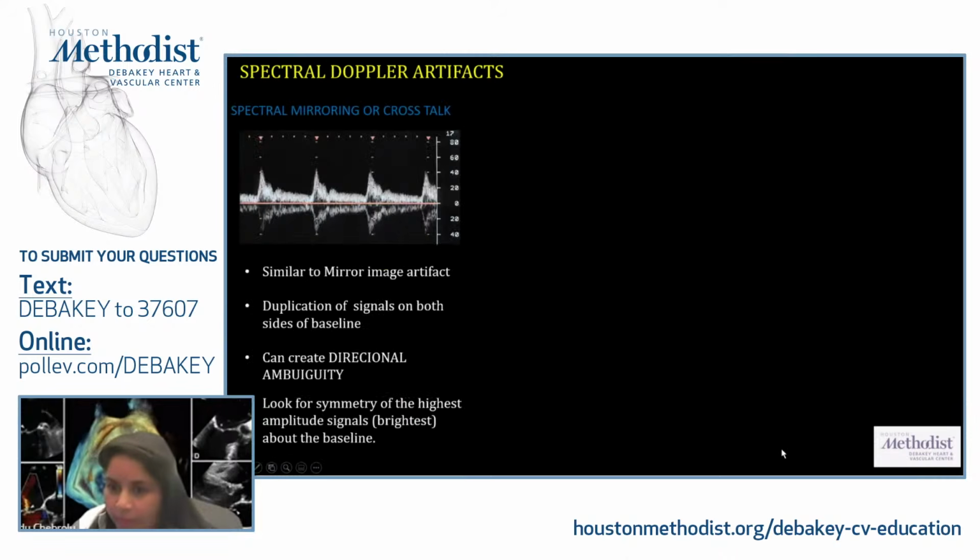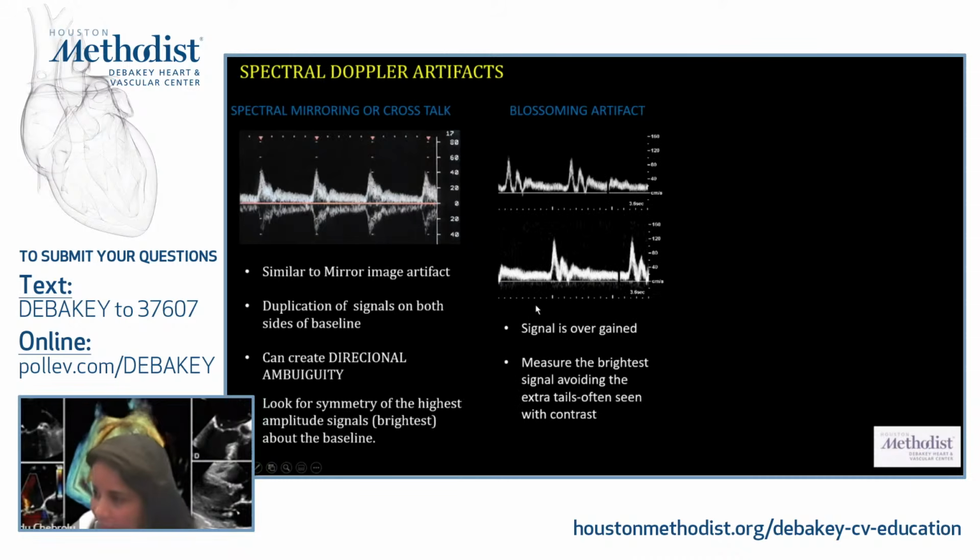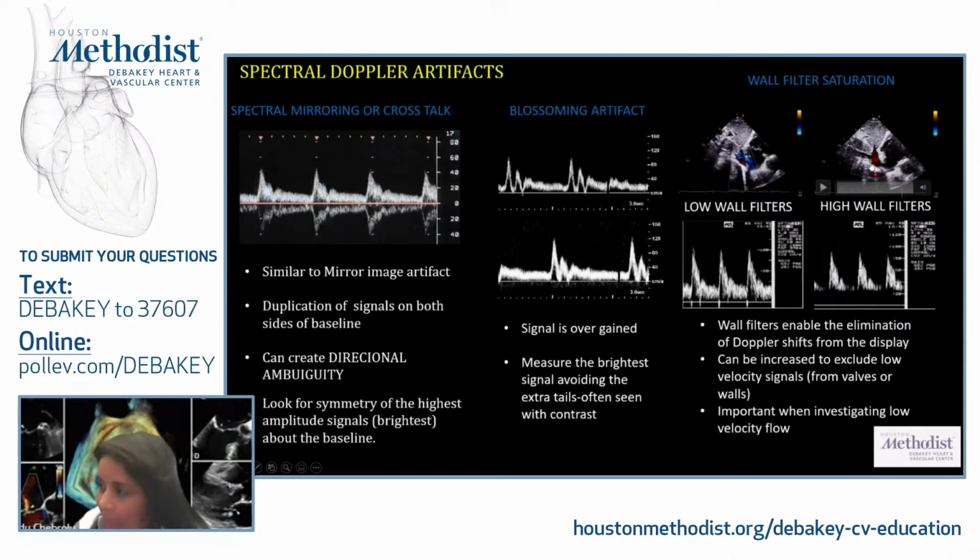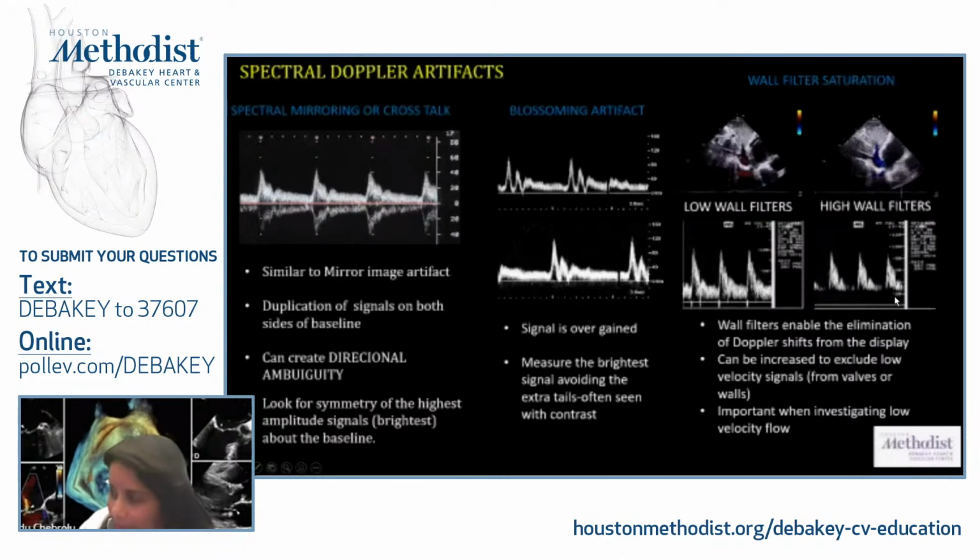And then we have spectral mirroring or crosstalk, which is nothing but duplication of signals on both sides of the baseline, creating directional ambiguity. In such cases, look for the symmetry of the highest amplitude signals and use the brighter signals, right? This one here is a blossoming artifact where the spectral profile itself is widened because of increased gain. And wall filter saturation is very important in the clinical world too, because when you're doing diastology or myocardial tissue velocities, you need to have appropriate wall filter settings.